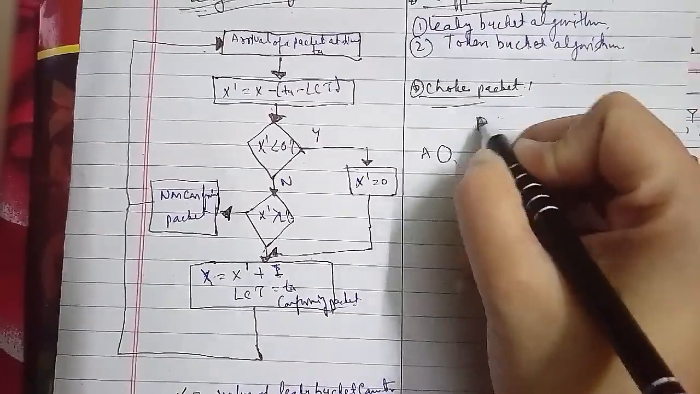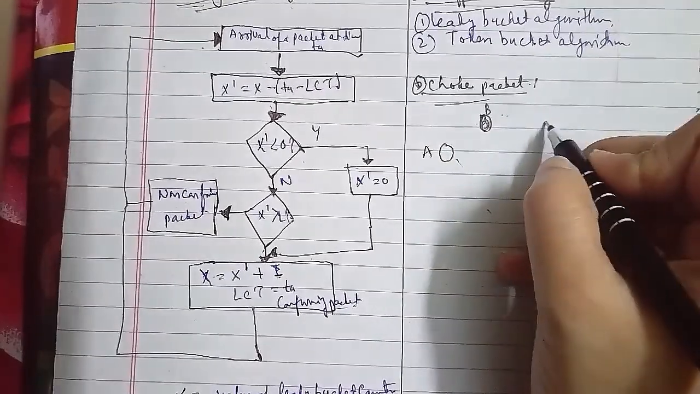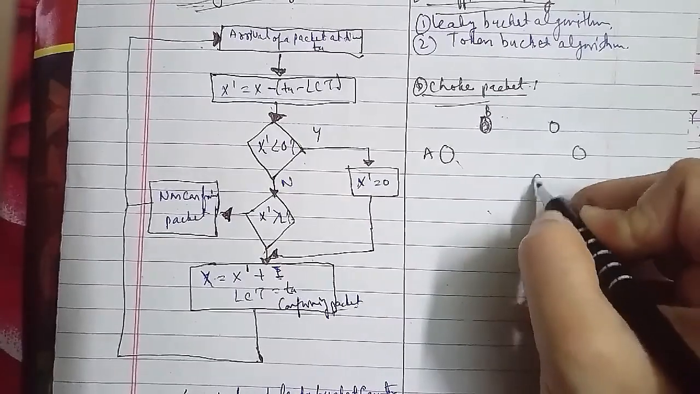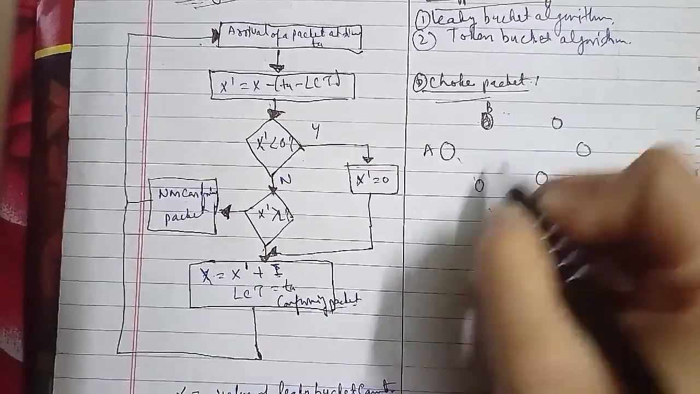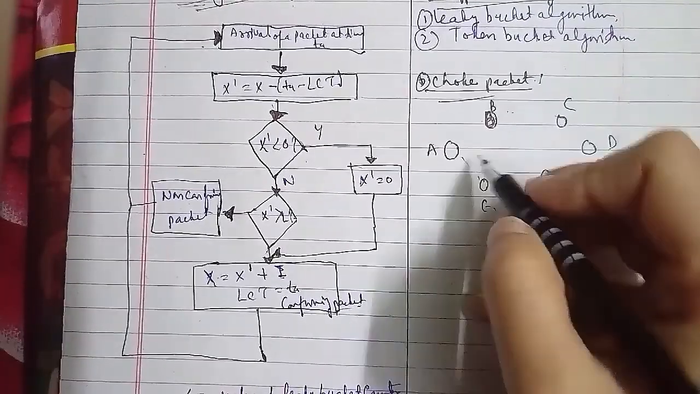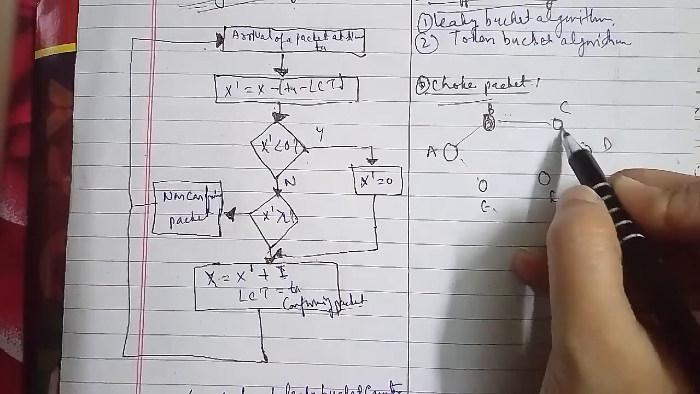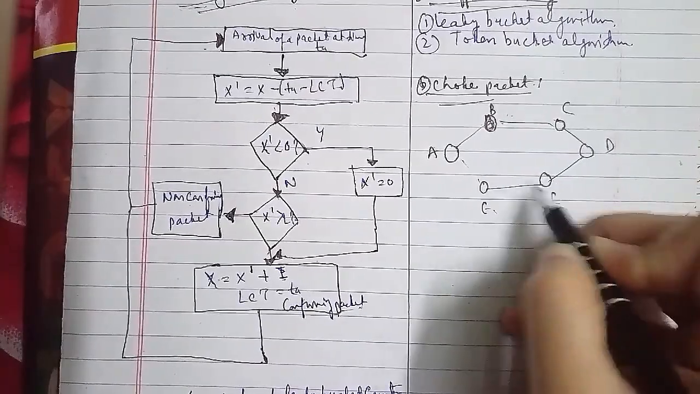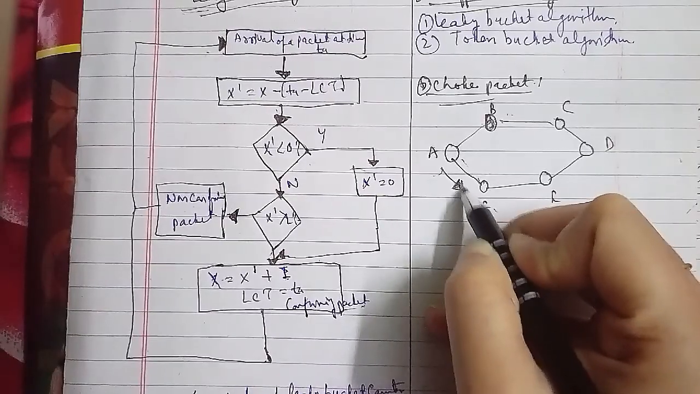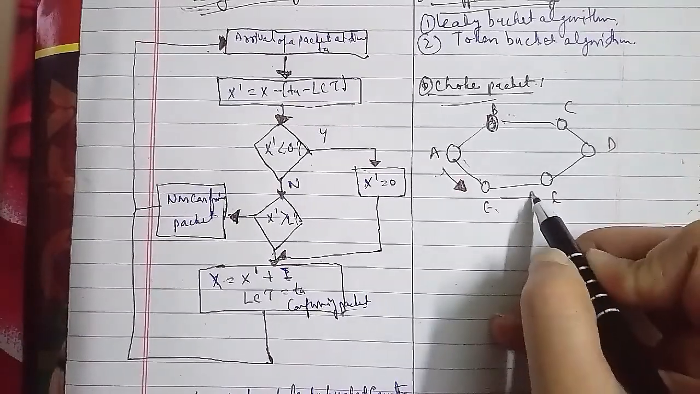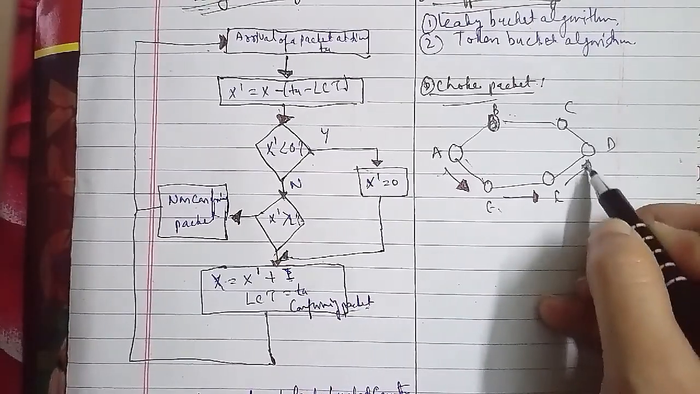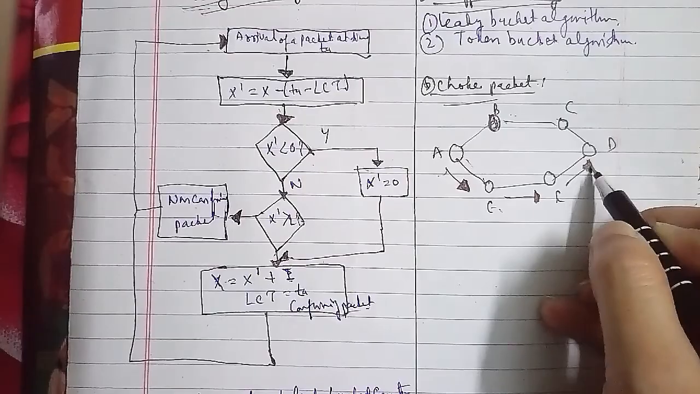This would make the path long, so it moves from here instead. When the link utilization increases above its threshold, the destination node D starts sending choke packets towards the source node A. If it sends from D to E, then it will choke. The choke packet travels through the shortest path, the same path as that of the packet here.